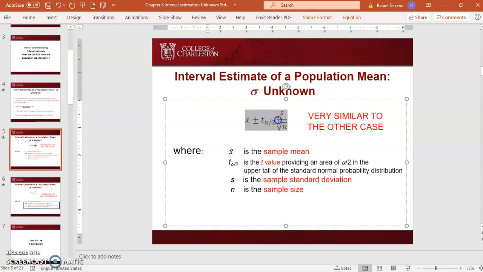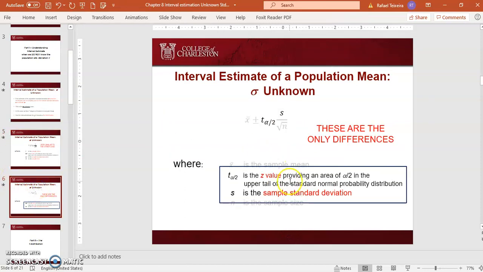It's very similar because we have the sample mean and we add and subtract a margin of error, and this margin of error is composed of the standard deviation of the sample mean, which is computed using the sample standard deviation divided by the square root of n, and a t value. Instead of a z value, we use a t value based on the confidence level, based on the alpha level divided by 2, as you know from other videos, okay?